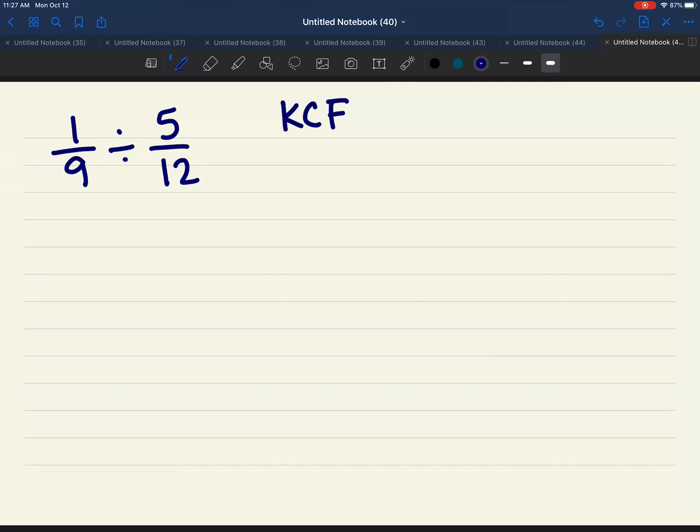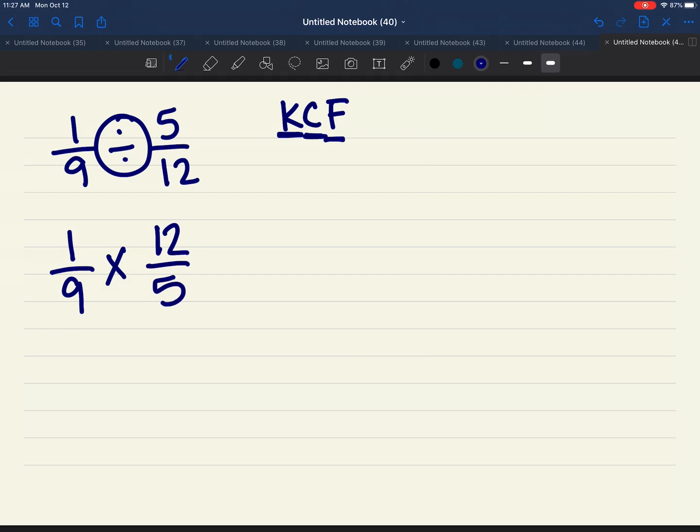Now, when we write out keep, change, flip, you don't have to write this every time, but I'm just writing this to show you. How many letters are written there? 3. Okay, how many things do you see in this problem? 3. Don't you think each of those letters is telling you what to do with each of those 3 things? Yes. You keep what? The first fraction. Keep the first fraction the same. Okay? You change from division to multiplication, and then you flip the second fraction. Okay? So, listen, you guys, some people were getting confused on this today. KCF, keep, change, flip. You keep the first fraction, change to multiplication, you flip the second fraction.